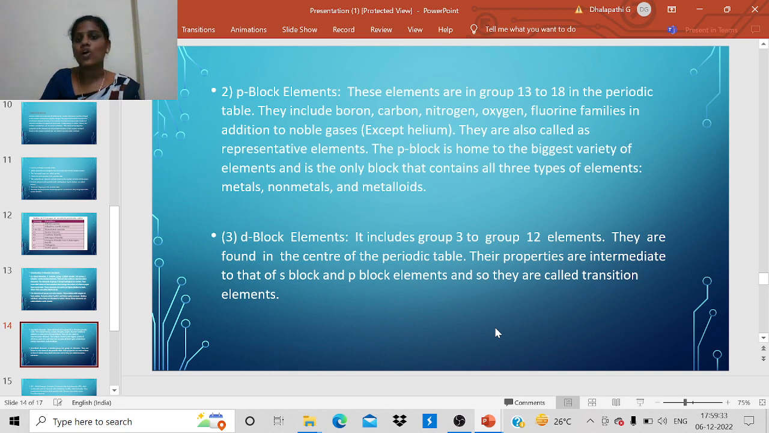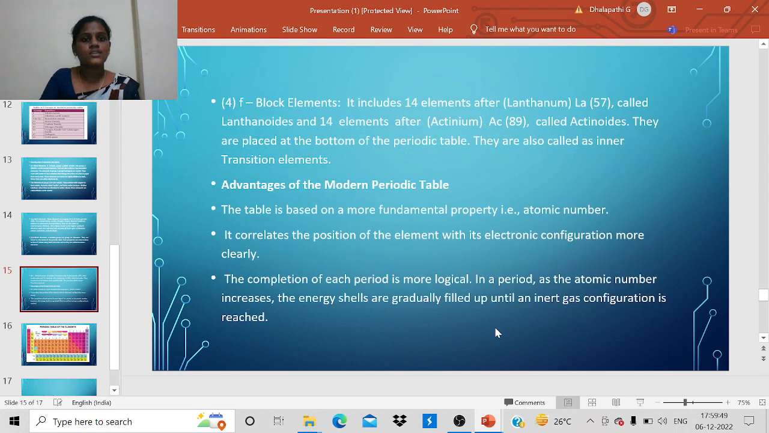Third one is D block elements. It includes group 3 to group 12 elements. They are found in the center of the periodic table. Their properties are intermediate to the S block and P block elements, and so they are called transition elements. Next one is F block elements. It includes 14 elements after lanthanum called lanthanoids and 14 elements after actinium called actinoids. They are placed at the bottom of the periodic table. They are also called the inner transition elements.